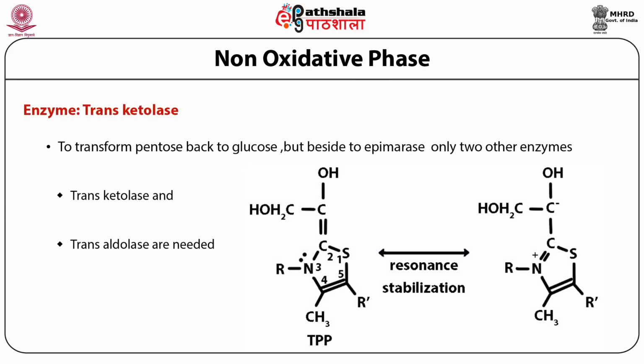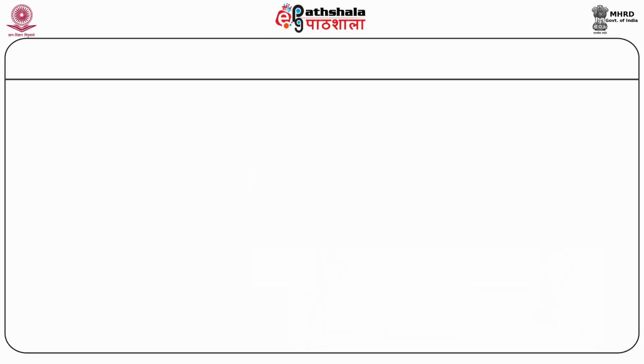The figure shows the transketolase catalyzed reaction. The transketolase enzyme uses a cofactor called TPP, that is thiamine pyrophosphate. Thiamine pyrophosphate is used to stabilize a 2-carbon ion intermediate.